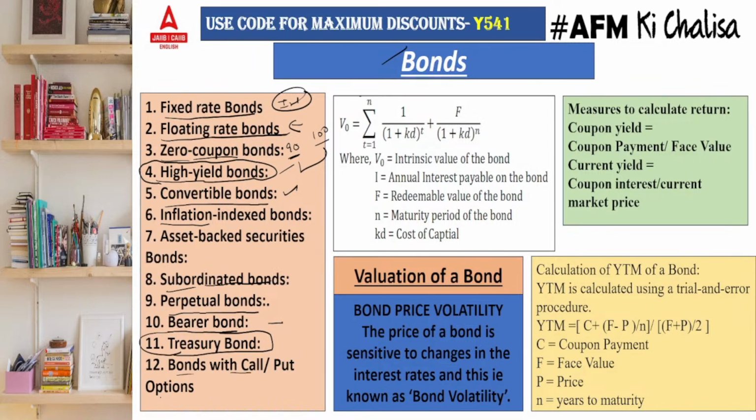Bonds with call or put option. Call option means the company has the option, whenever they get funds, they will pay the investor back their money. Put bonds, that is put options, is where the investor can come and say, give me my money as early as possible. That is put options. Okay?